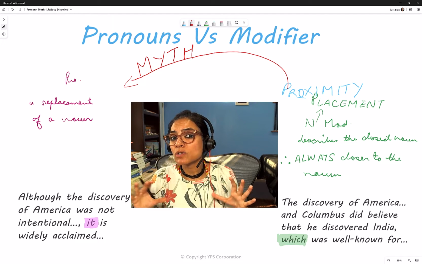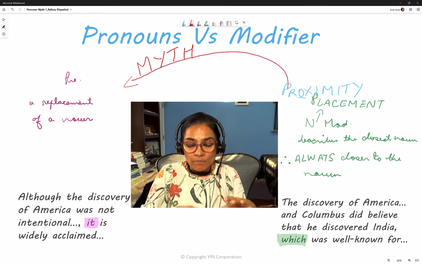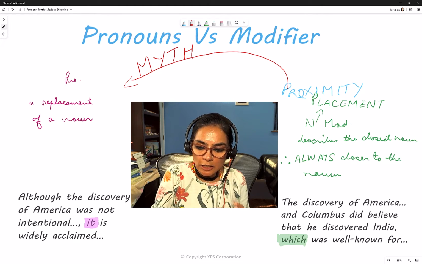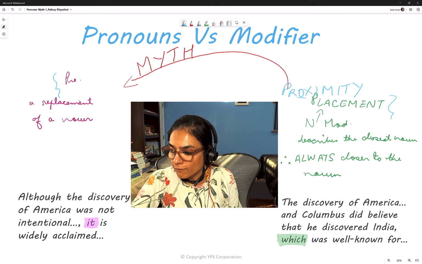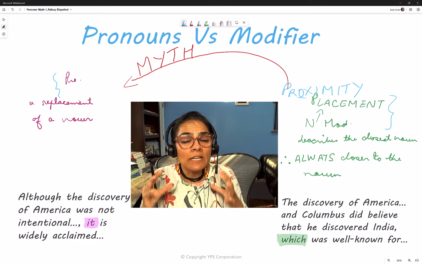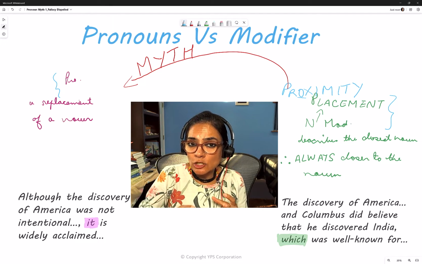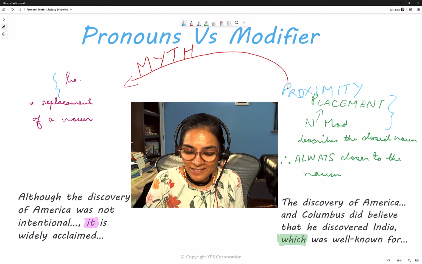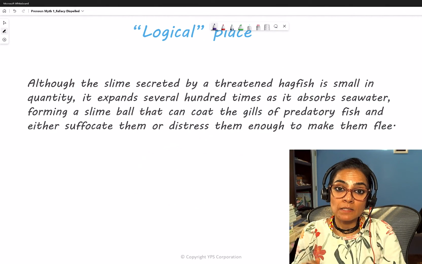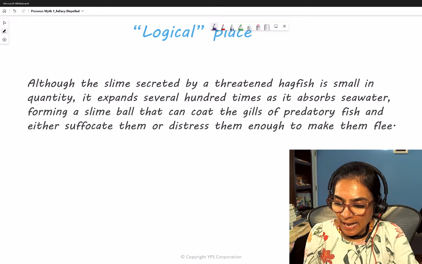But that is not the case at all. When we understand this difference between the usage of the pronoun and that of the noun modifier, we will be able to identify the logical antecedent of the pronouns in a sentence without any difficulty. This is how pronouns are used in official sentences as well.